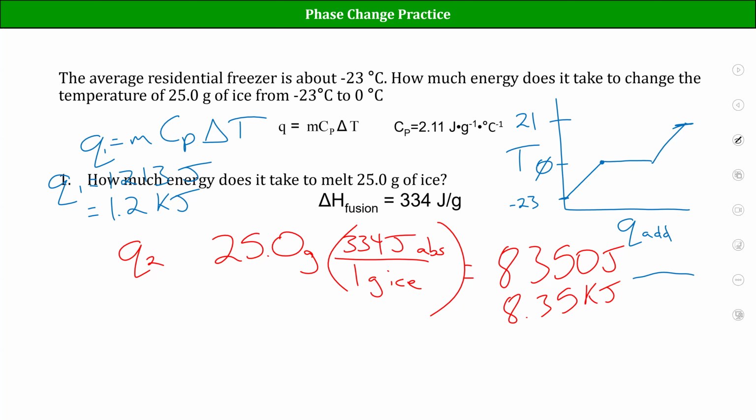so again, just making the point that these phase changes have a lot of energy in them. It took 1.2 kilojoules to go from 23 degrees below zero to the melting point. And it took 8 kilojoules of energy just to melt the ice. So it took 6 times as much energy to melt the ice as it did to warm it up.